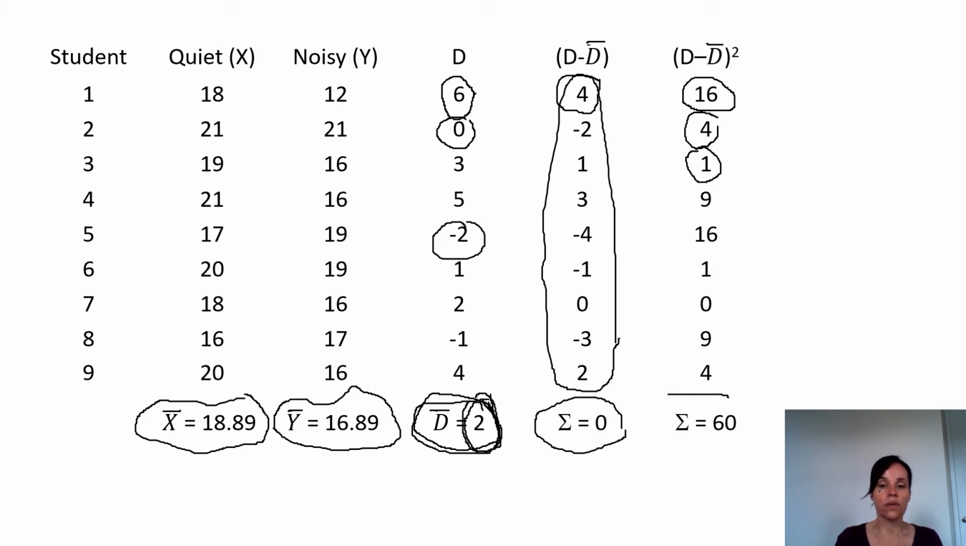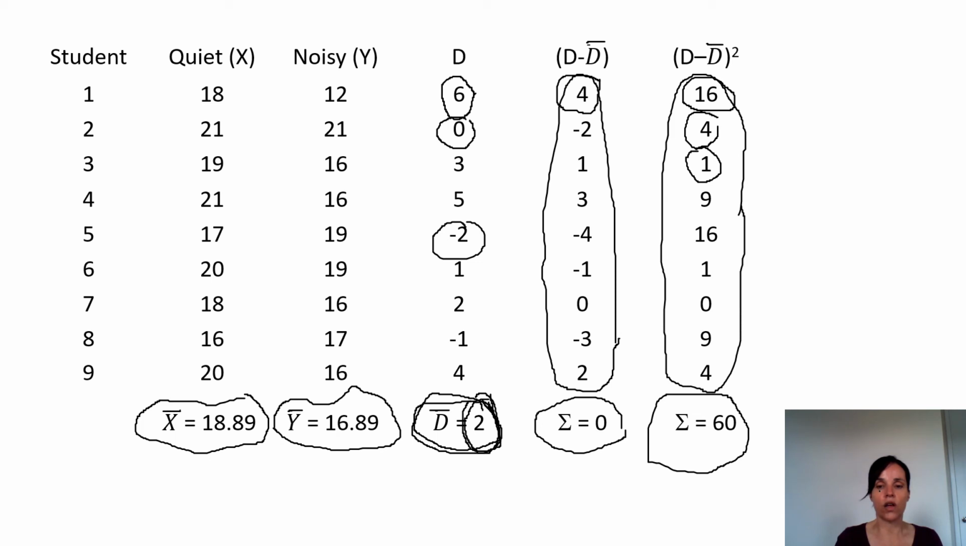So this number is the sum of the squared deviations. If you add up all of the numbers in this last column, you should get 60. That's the number that we need to calculate the standard deviation. So the sum of the squared deviations for this problem is 60. This is the number that we're going to need in order to calculate the standard deviation.